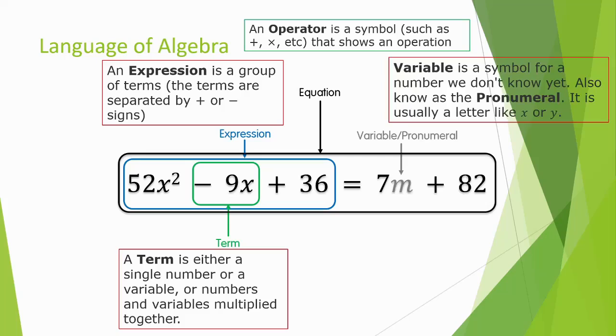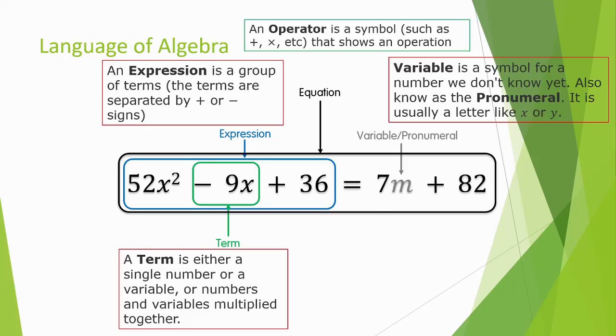A variable is a symbol for a number that we do not know yet. Variables are also called pronumerals. In a lot of equations, you'll see letters like x and y. In this equation, we have letters x, or variables x, on the left-hand side, and variables m on the right-hand side.